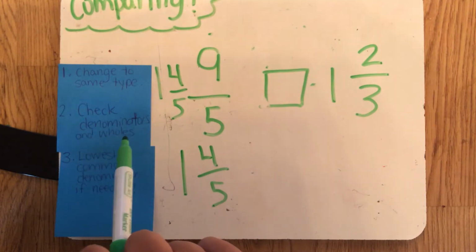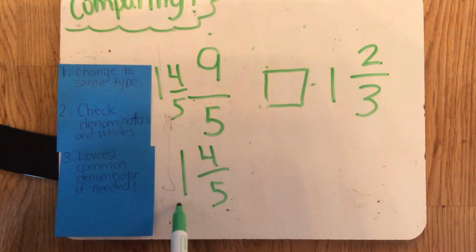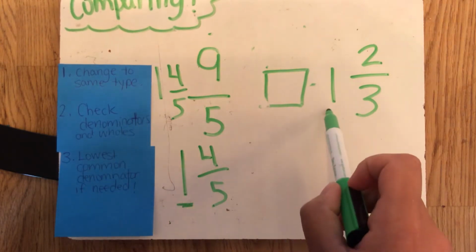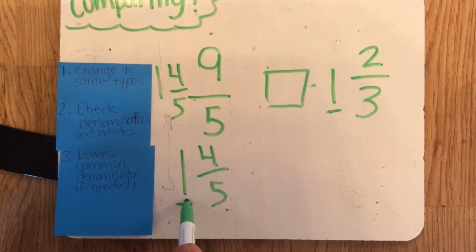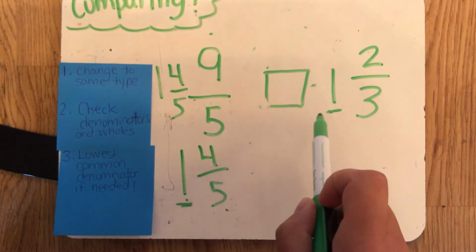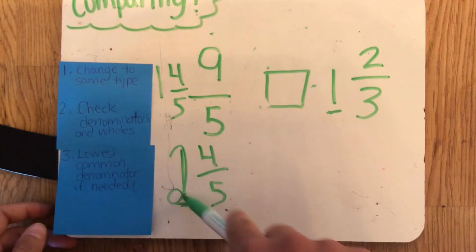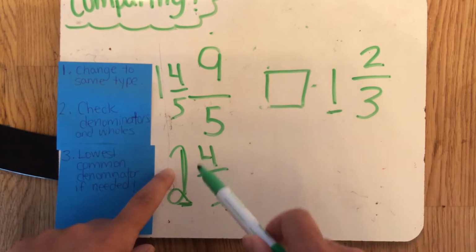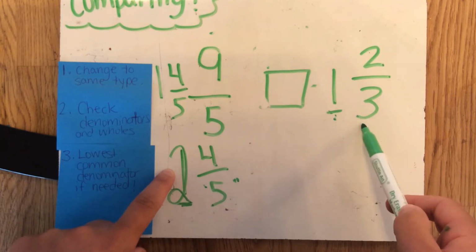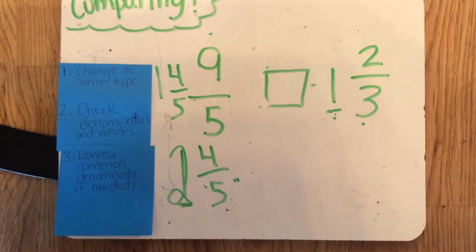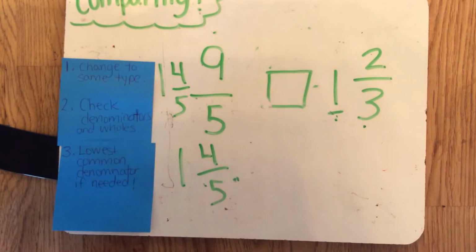Now we need to check our whole numbers. Okay, so sometimes when you convert, you'll end up with different whole numbers. If one whole number is smaller or bigger, then you don't have to go any farther. So if this was, for example, 2 4/5, I already know that 2 pies and a little bit of a pie is bigger than 1 pie and a fraction of a pie, right? So I don't have to do any more. But here we have the same whole number. So we go on to the next step.